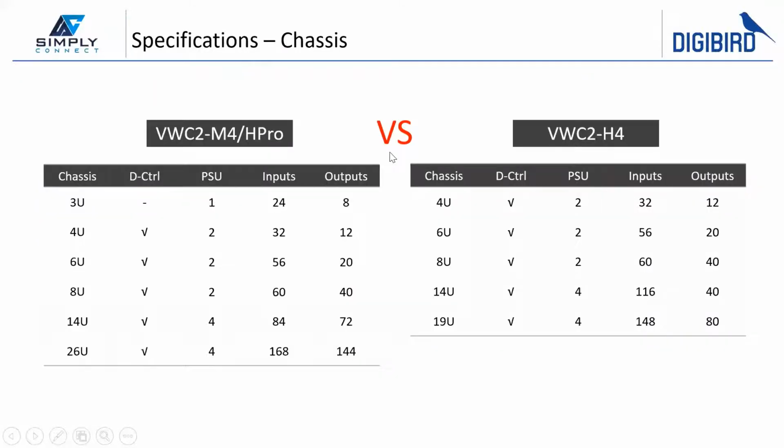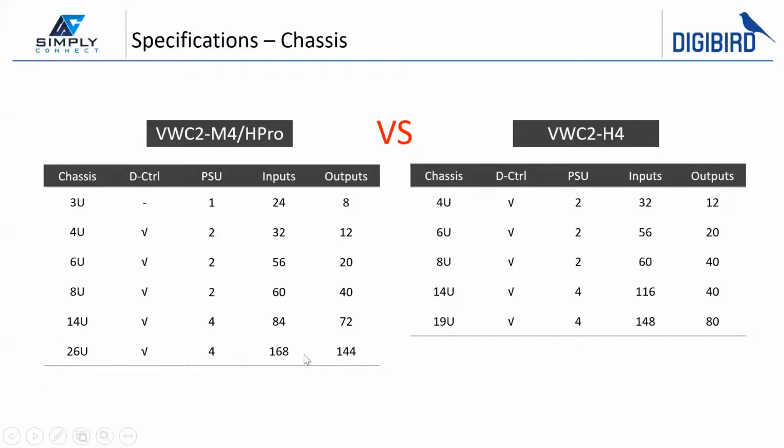In terms of chassis for M4 and H4, we covered already. These are the sizes available. And if you notice the PSU, the power supply, it can support redundant power supply. For 4U to 8U it is up to 2, and 14U to 26U is up to 4 power supplies. The number of inputs and outputs you can support is up to 168 inputs and 144 outputs. In Singapore, we have deployed all kinds of sizes before. The biggest project is for Home MHA. They used up to 26U as well.